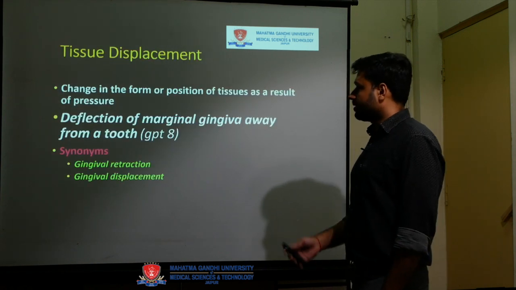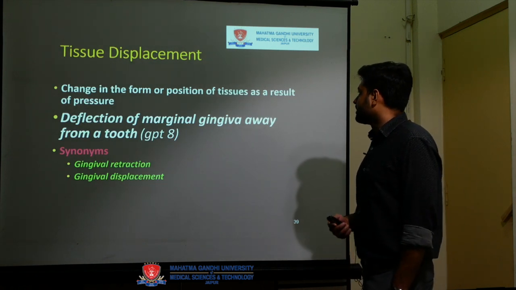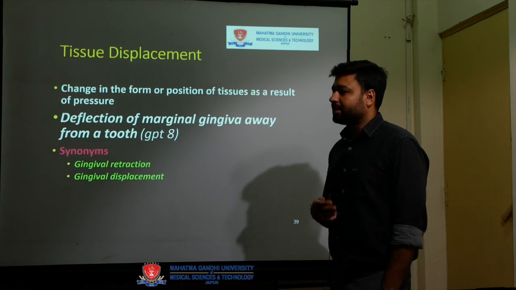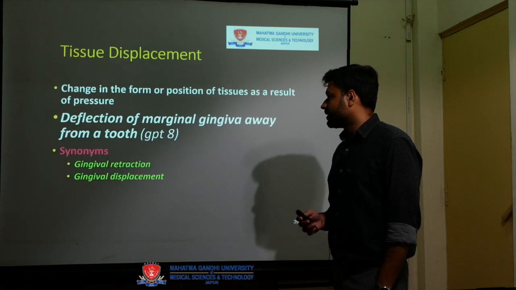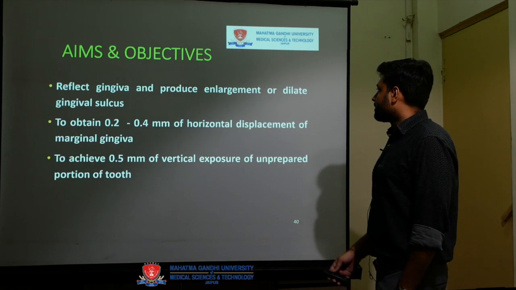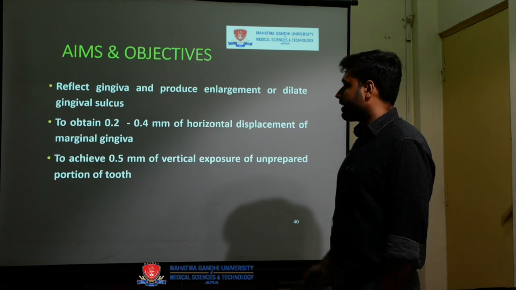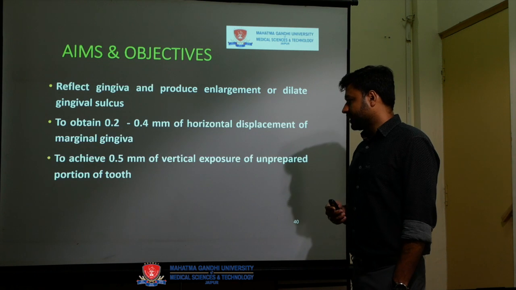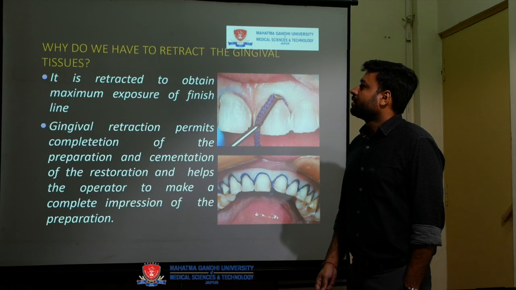Now coming to tissue displacement, it is a change in the position of the tissues as a result of pressure. It is a deflection of the marginal gingiva away from the tooth, and there are certain synonyms of this, like gingival retraction or gingival displacement. So the basic aim of gingival displacement is to reflect the gingiva and dilate the gingival sulcus, to obtain 0.2 to 0.4 millimeter of horizontal displacement of the marginal gingiva, and to achieve 0.5 millimeter of vertical exposure of the unprepared portion of your tooth.